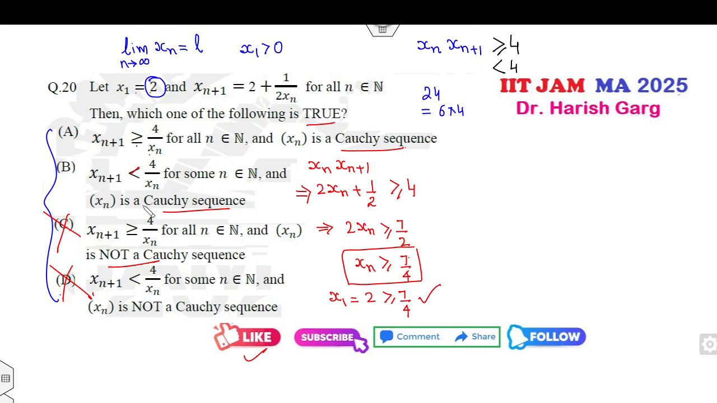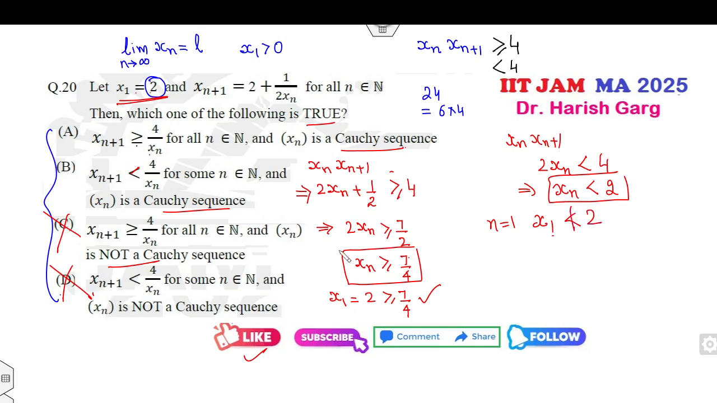But if you look at the second case, that means this will be less than. अगर आप सेकंड केस लेस देन से सोचोगे तो क्या डिफरेंस आएगा इसमें? सिर्फ ये साइन बदल जाएगा. That means 2xn is strictly less than 4. Fine. That means xn is strictly less than 2. But you can see x1, जब आप n की वैल्यू 1 लोगे तो यही इनइक्वालिटी सेटिस्फाइड नहीं हुई. इसका मतलब लेस देन वाला तो सेटिस्फाइड नहीं हो रहा. So that means option A is the correct answer of this problem.